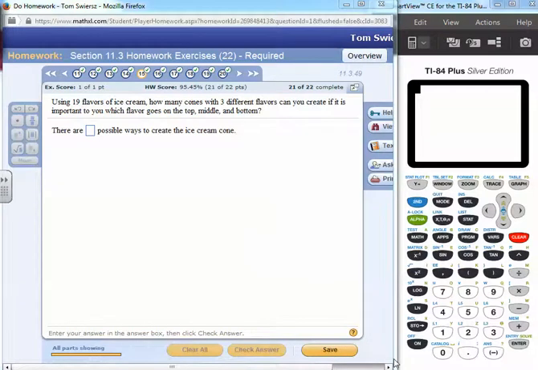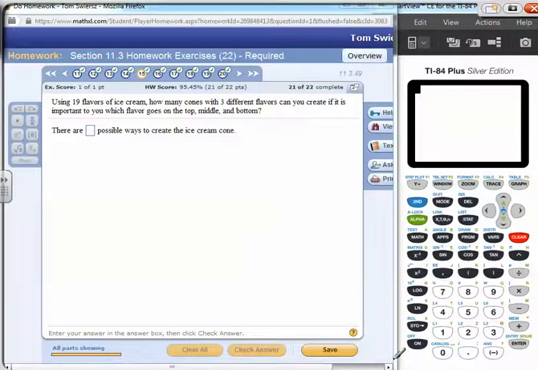Let's go ahead and start this video with problem number 15. Using 19 flavors of ice cream, how many cones with 3 different flavors can you create, if it is important to you which flavor goes on top, middle, and bottom?